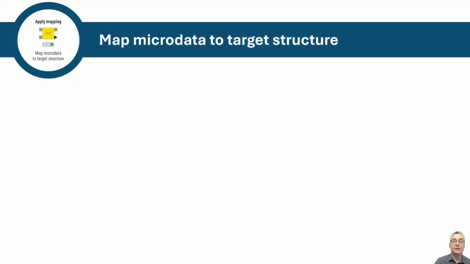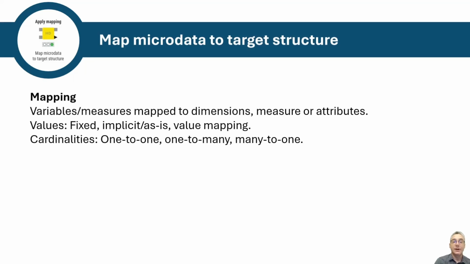So to summarize, variables represented as measures in the source data are mapped to dimensions, measures, or attributes in the target structure. Values can be fixed, transferred as is, or recoded. The mapping of source components to target components can be done one-to-one, one-to-many, or many-to-many. This may involve complexities in the mapping process, such as data reshaping.